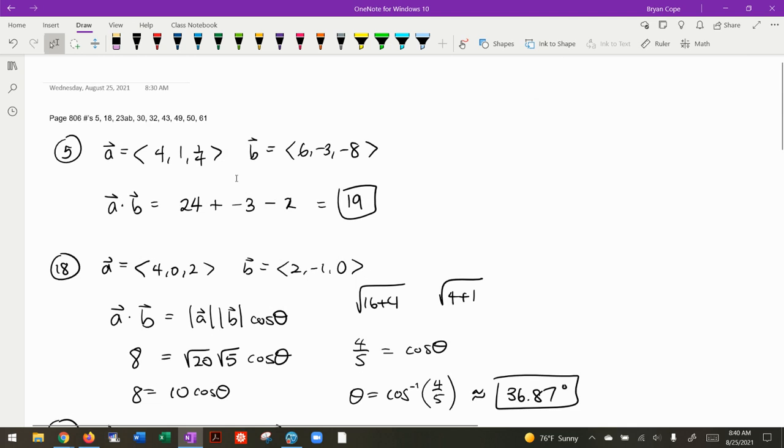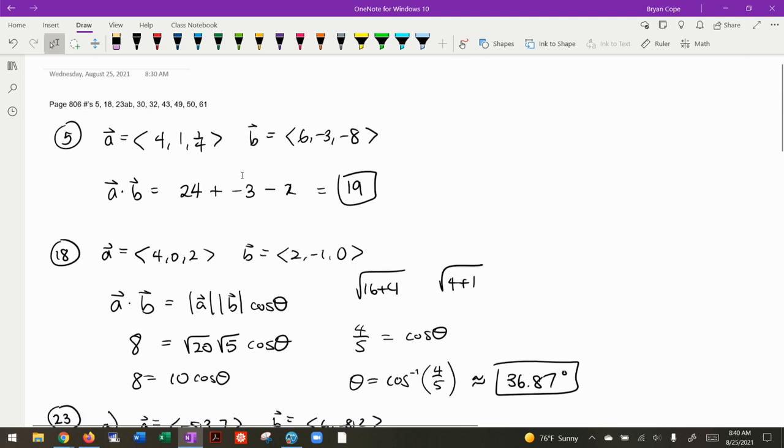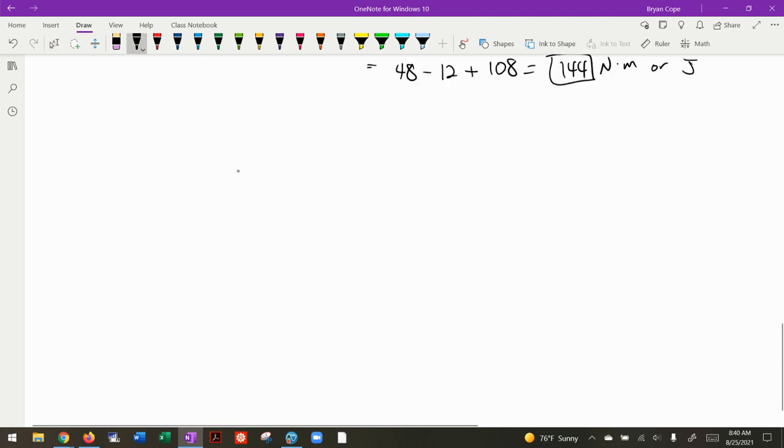Okay, next up we have 50 and 61. Okay, 50. A sled is pulled along a level path through snow by a rope. A 30-pound force acting at an angle of 30 degrees above the horizontal. The force is 30 pounds, so we're not using newtons and meters here. Moves the sled 80 feet, so this thing is going 80 feet there.